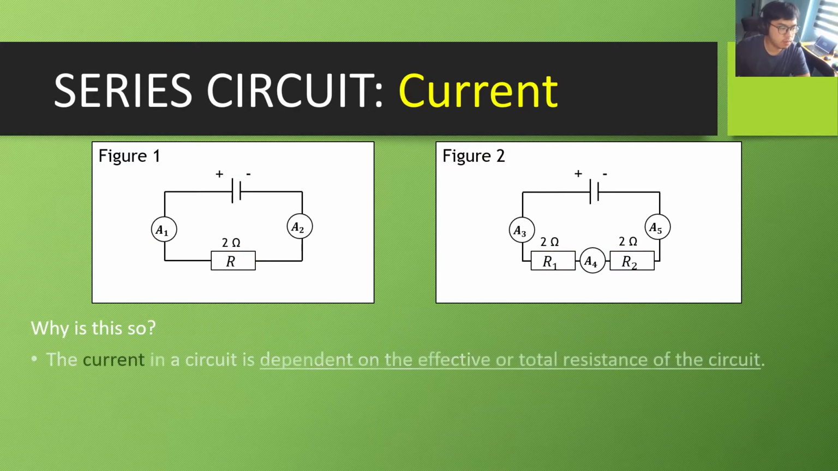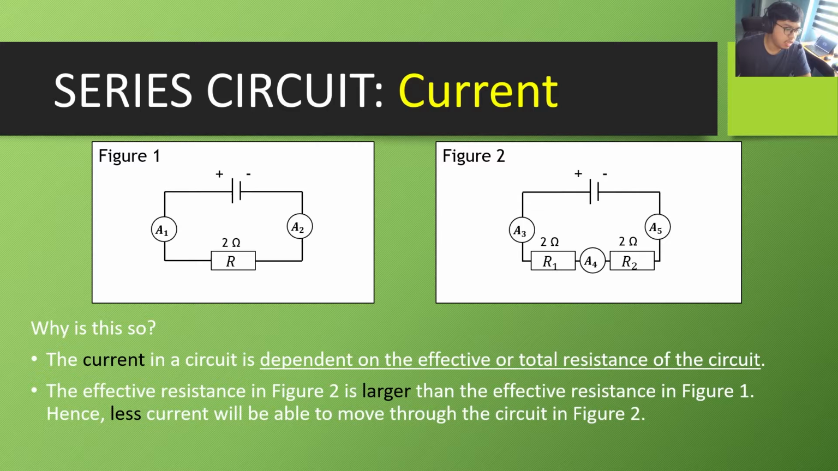Why is this so? The current in a circuit, so this is kind of like rule number 0, if you want to think about it like that, is dependent on the total resistance of the circuit. If the total resistance is higher, then the current flow in the circuit is lower. If the resistance is lower, then the current is higher.